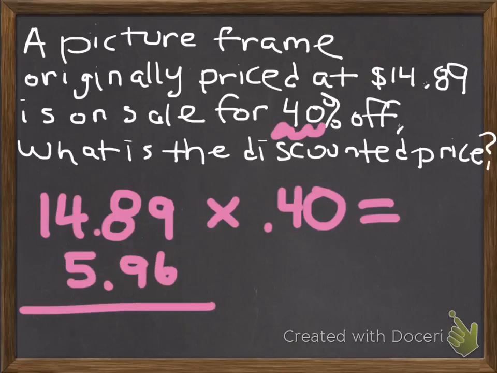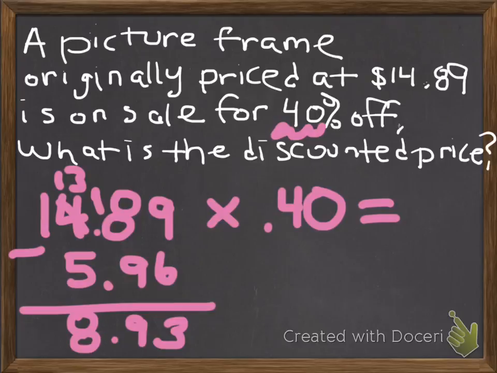Now with this one, I'm going to subtract it from the original price because I have a sale price, which is usually lower than the original price, hopefully. So you have 9 minus 6 is 3, 18 minus 9 is 9, 3, or 13 minus 5 is 8. So my new price, but discounted, is now $8.93. And that concludes Lesson 2-7.